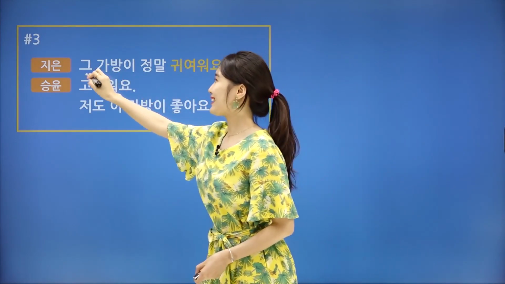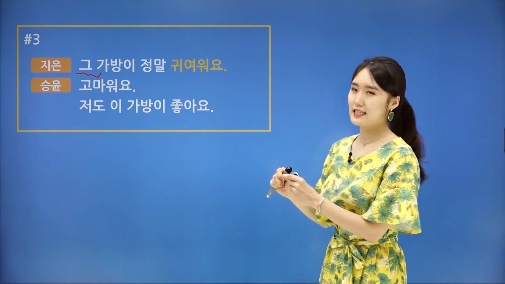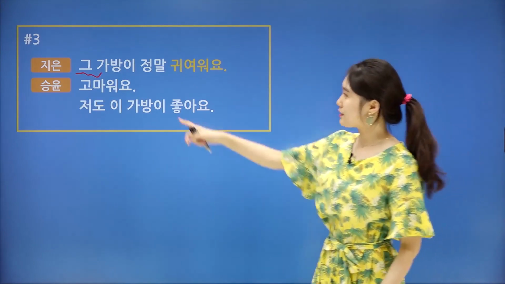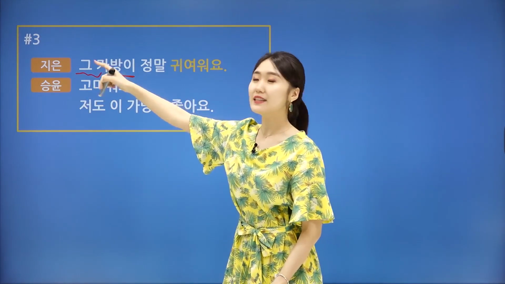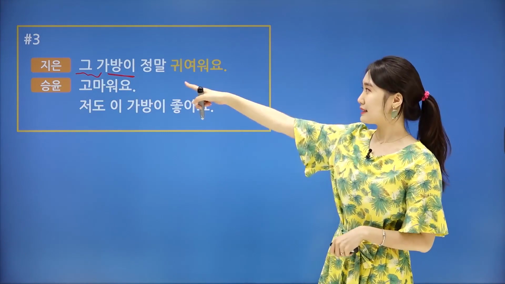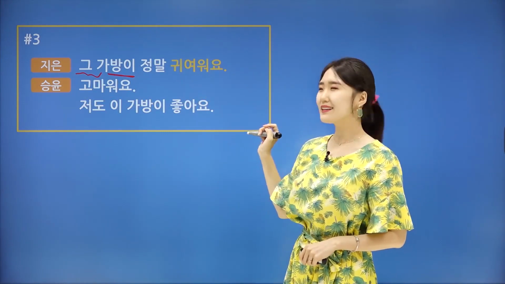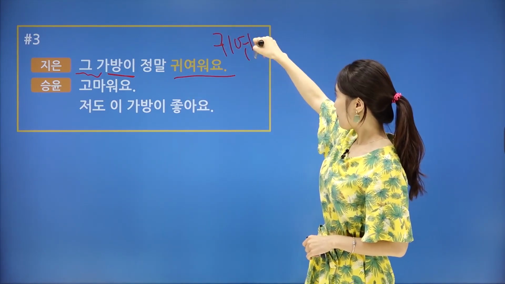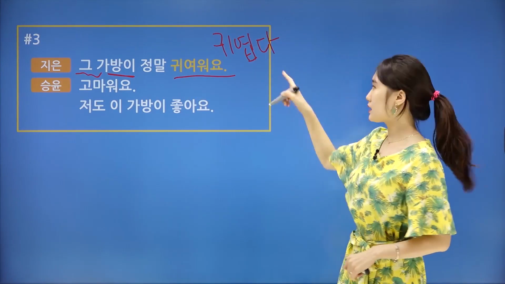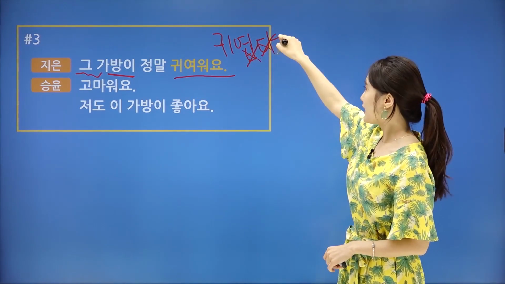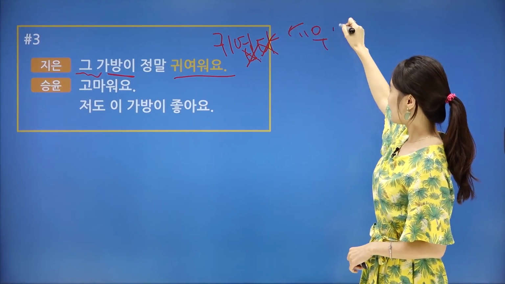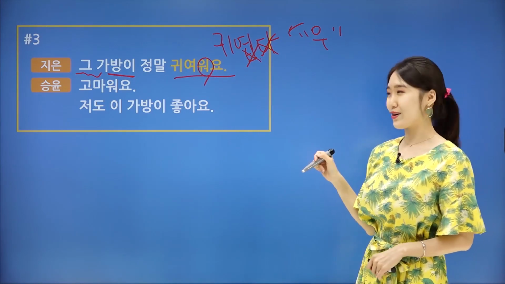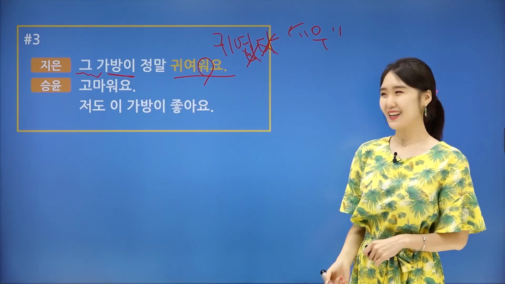Third one. We learned 그, right? Maybe 승윤 and 지은 are far away. And 지은 is speaking about the bag, 가방이 near 승윤. 그 가방이 정말 really 귀여워요, cute. It was 귀엽다, but it ends with 부. So you take this off and insert 우 in. 우. So 귀여워요. It's very cute. 고마워요. Thank you.